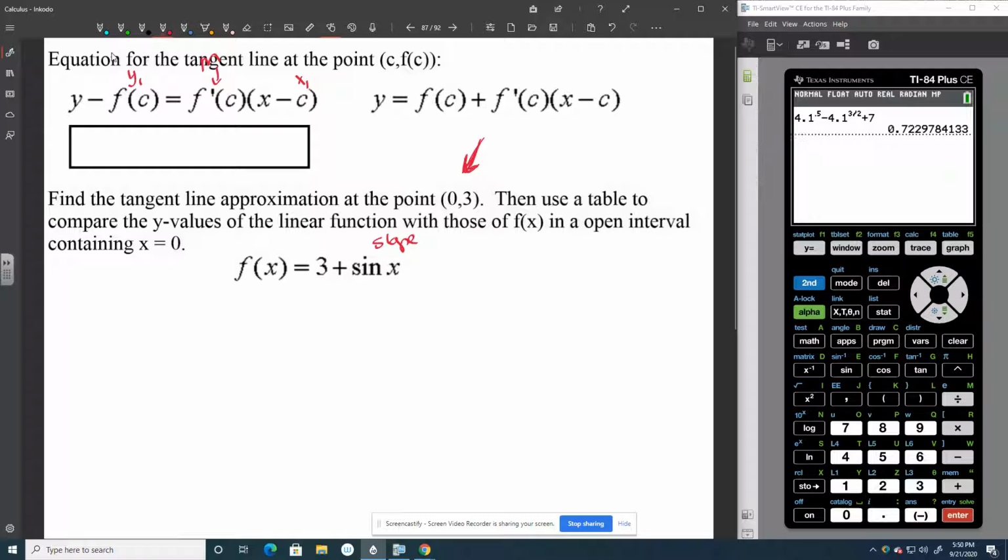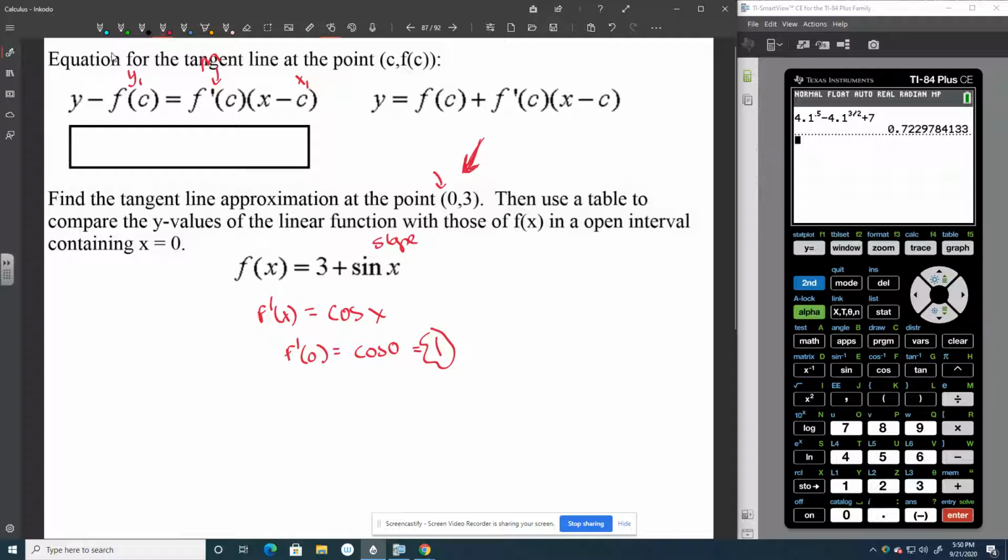So my slope, my f prime of x, is going to equal the derivative. The 3 goes away, and sine of x just becomes cosine of x. So here's my function to get my slope, and then I'm looking at 0. So f prime of 0 equals cosine of 0. And if you think about your unit circle, the x value at 0 is 1. So my slope is going to be 1.